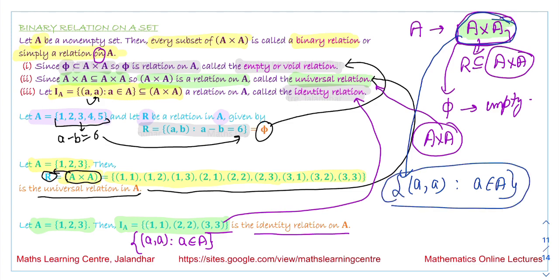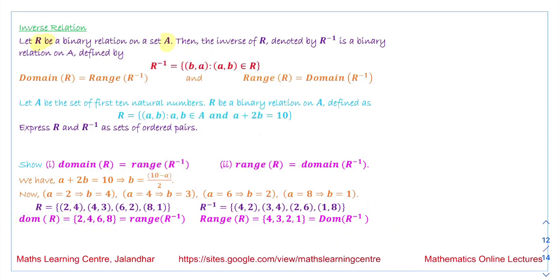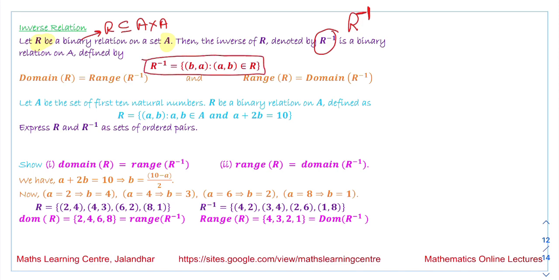Then this relation, this collection, is called the identity relation. The next definition we have is the inverse relation. Let R be a binary relation on a set A. A set A is given and R is a binary relation, meaning R is a subset of A cross A. Then the inverse of R, denoted by R inverse, is a binary relation on A defined by R inverse equals B comma A, such that A comma B belongs to R.